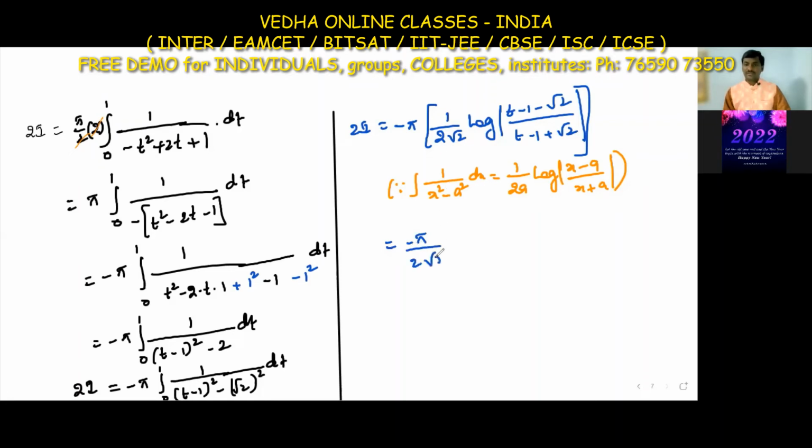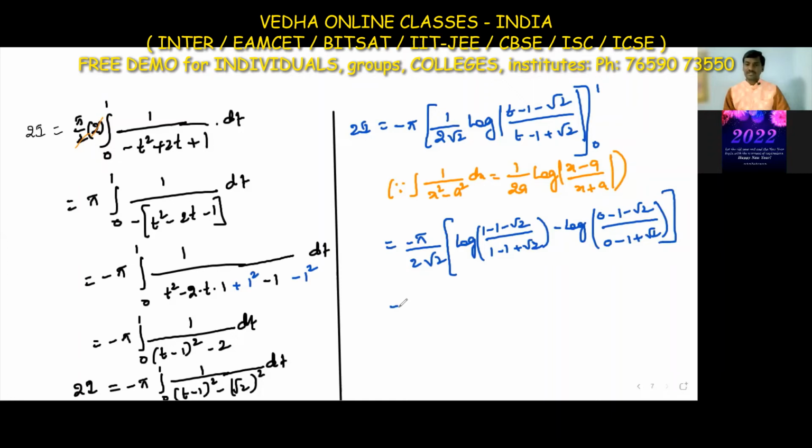So it is written outside. And what about the limits? The limits are 0 to 1. I am writing the 0 to 1 here. First we substitute the upper limit. So log of the upper limit 1: 1 minus 1 minus root 2 divided by 1 minus 1 plus root 2. The upper limit is completed. Now I am substituting the lower limit: log of 0 minus 1 minus root 2 divided by 0 minus 1 plus root 2.